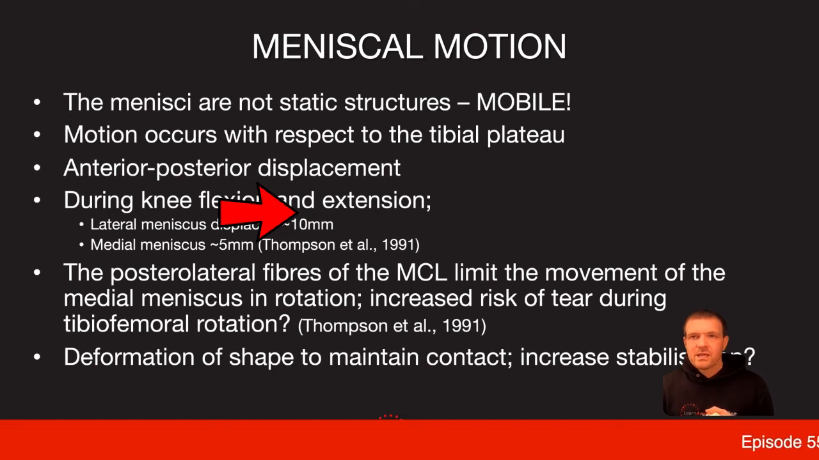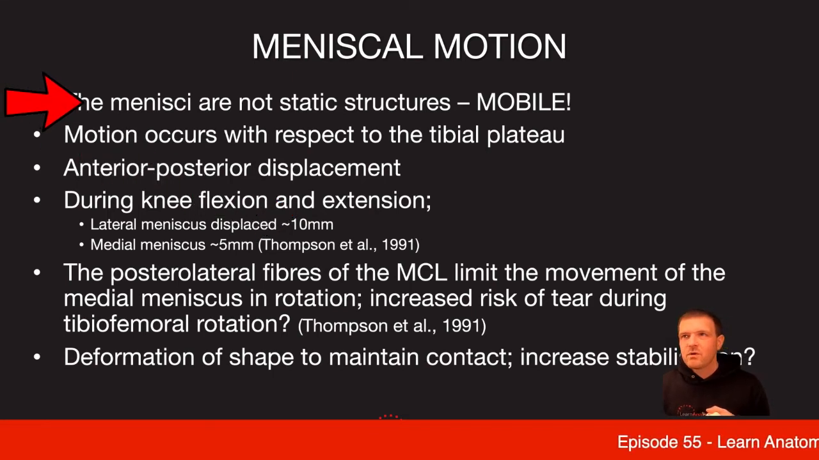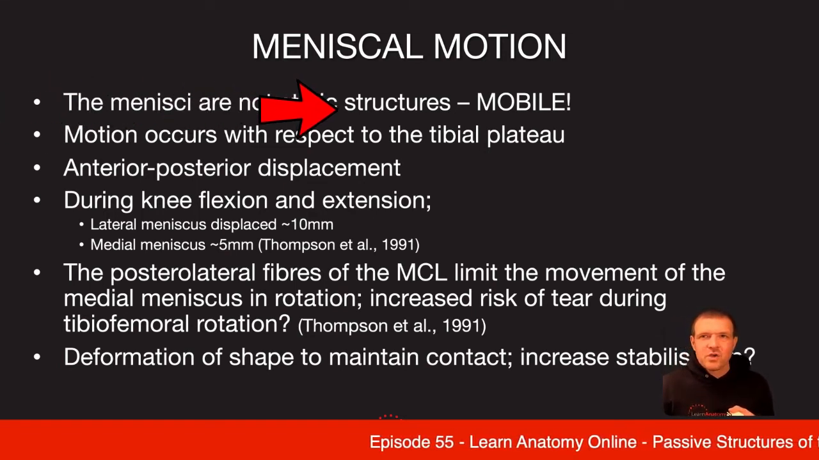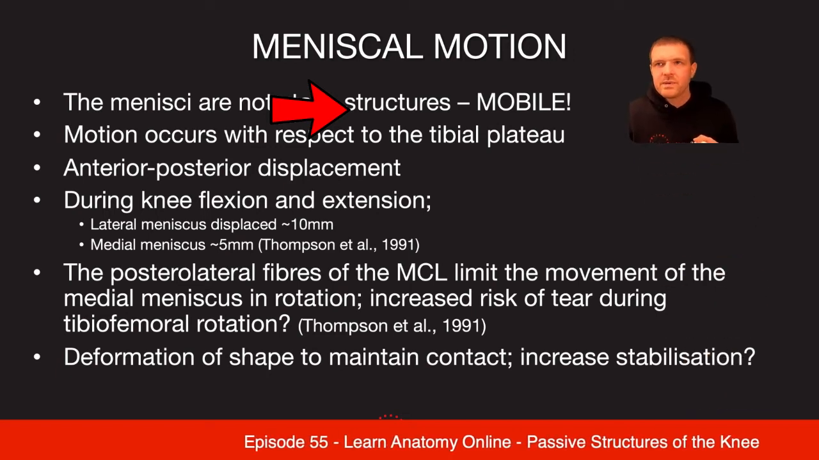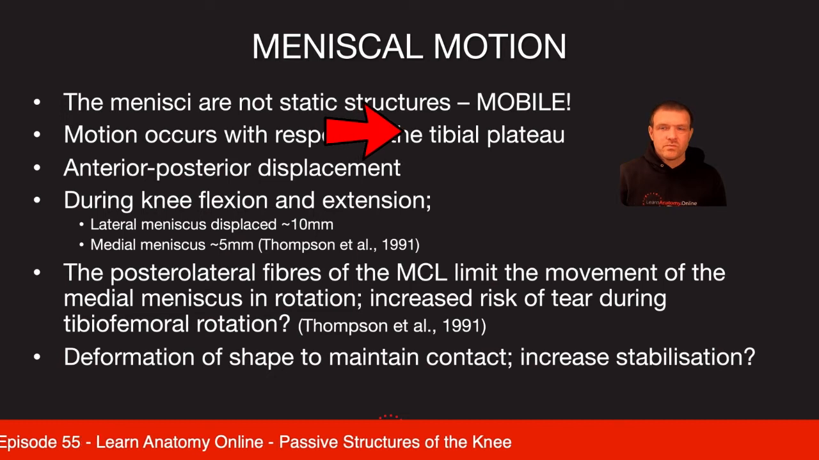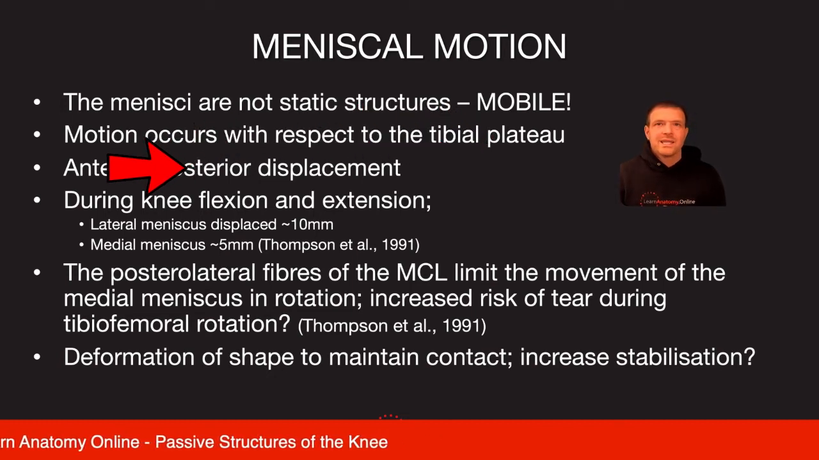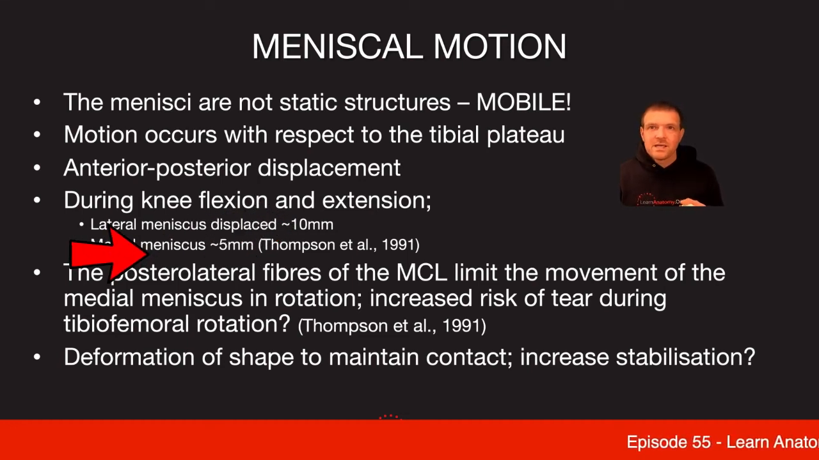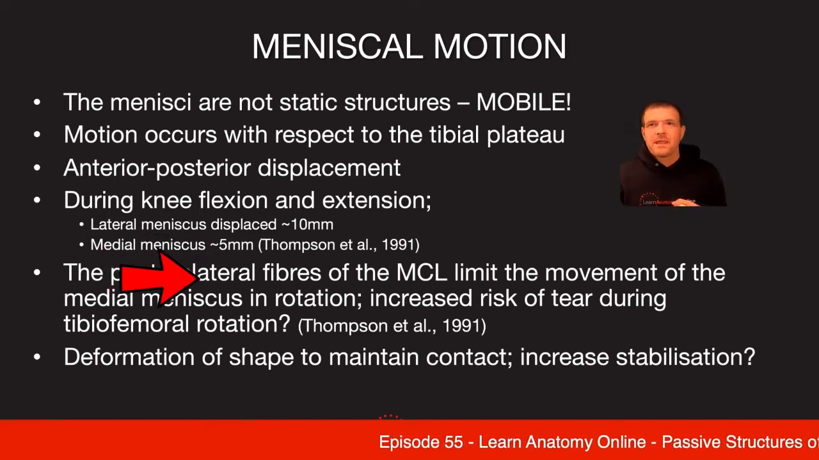Cool. This is really important, and you'll see this in a second. We'll finish on this because we've been going on for quite a bit. So the menisci are not static structures; they move, and you'll be able to see this in a second, especially the lateral one. Motion occurs with respect to the tibial plateau, and there is an anterior-posterior movement. Okay, so during knee flexion and extension, the lateral meniscus is displaced by up to 10 millimeters. Okay, so it can move quite a lot.